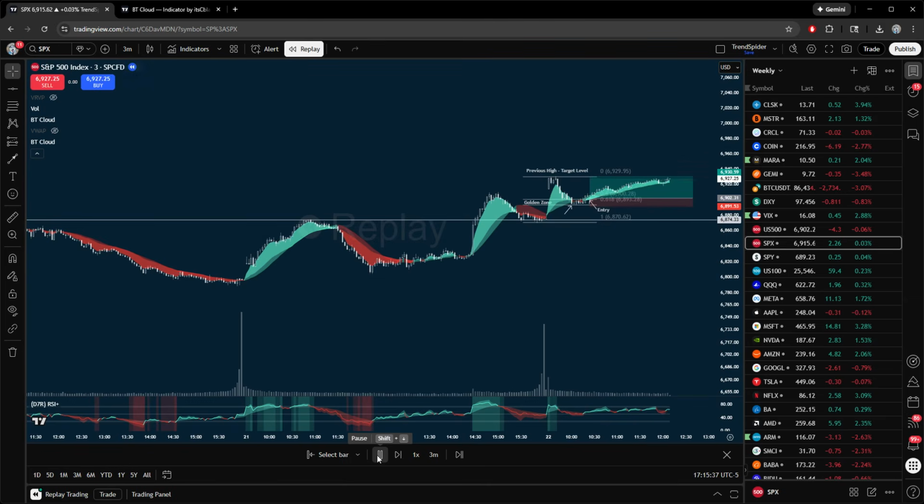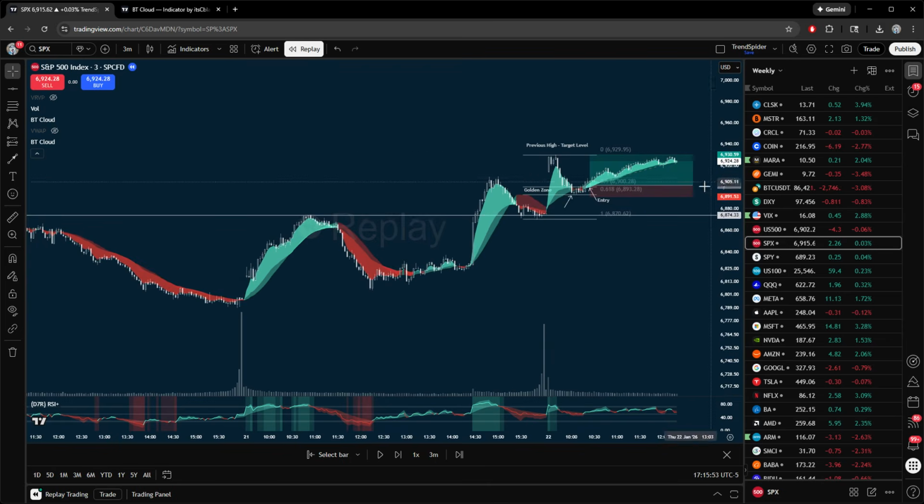The 6,930 calls with 0.2 delta performed exactly as expected. We captured an 80% gain on this trade. That's an 80% return on a well-executed BT cloud setup. The system worked perfectly. We had clear trend direction, entered at the optimal golden zone level, and captured the move back to the previous high. Let me recap what we just did and the key takeaways from this trade.